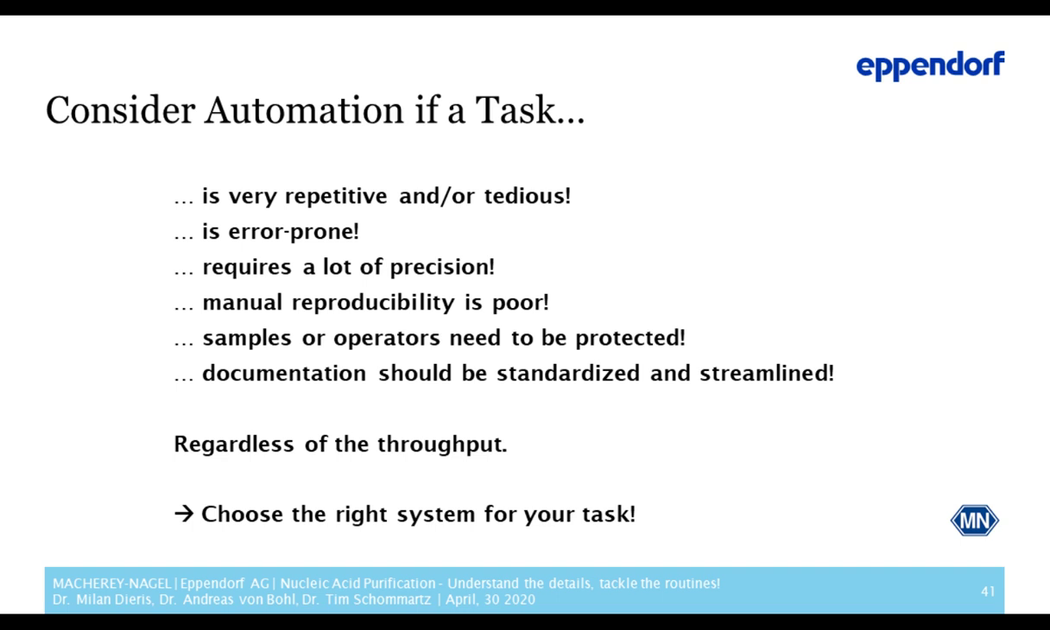So I personally would always consider automation if a task is very repetitive and or tedious, if it is very error prone, if it requires a lot of precision, if manual reproducibility is poor, and if samples or operators need to be protected. And of course, if documentation is problematic, if you automate, documentation is standardized and processes can be streamlined. And these are facts which are true regardless of the throughput. So this is something which is even helpful if you are just doing 8, 16, 24 samples. There are small automation systems out there which can fit virtually every lab bench. And this is, I think, very important.